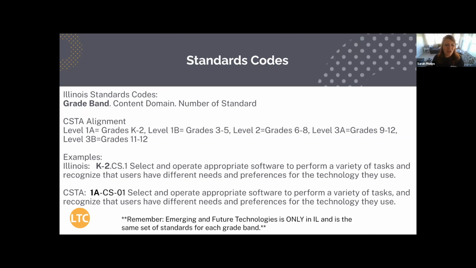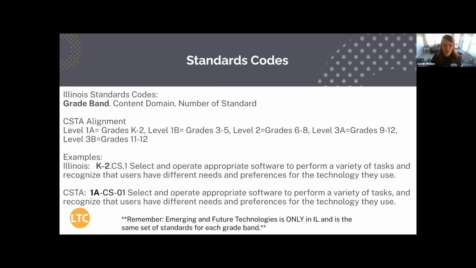When you look at our Illinois standards, you'll see a grade band first, so it says K2. Then the content domain, so CS, computer systems, those match up to those colored boxes that I showed you. And then we have the number standard, so just 1, 2, 3. That just tells you, if there's more than one in computer systems, this is the third standard. And then we have the words.